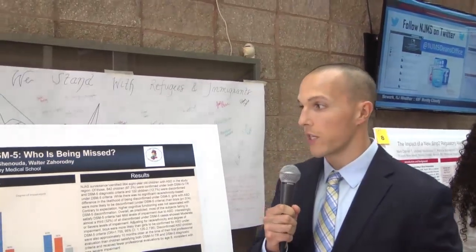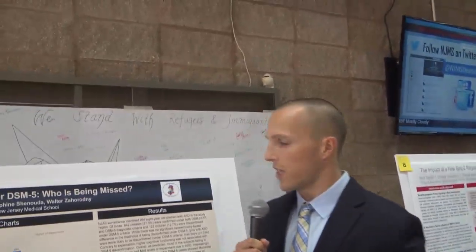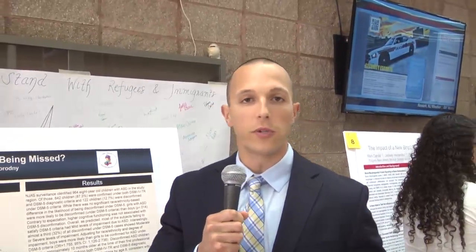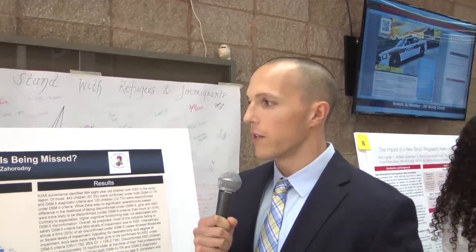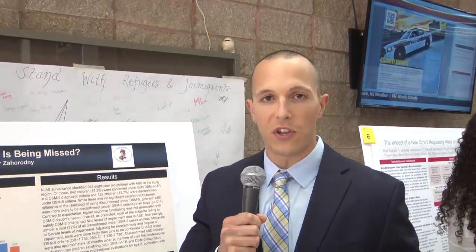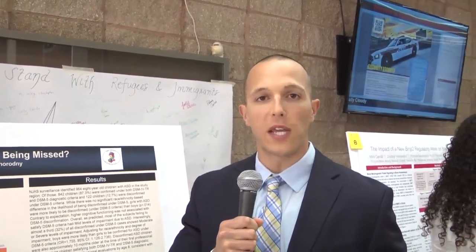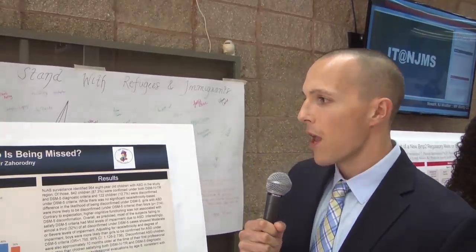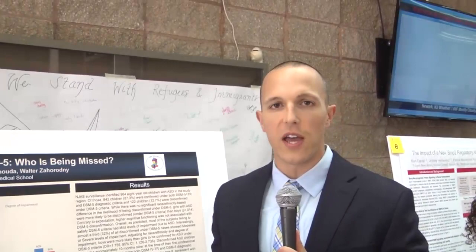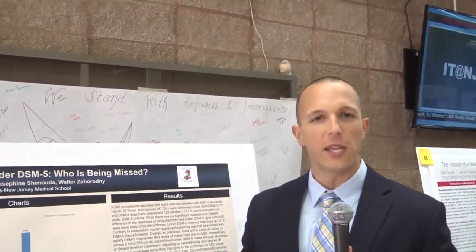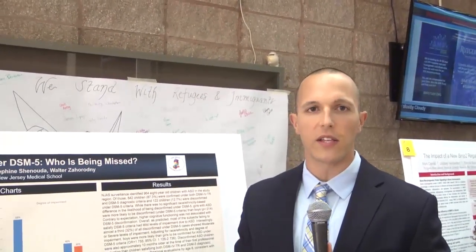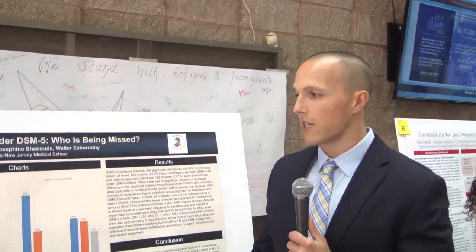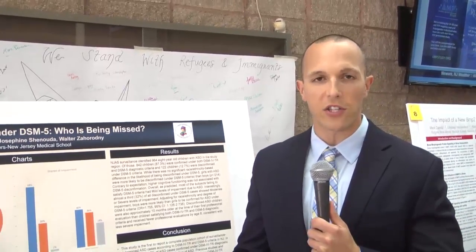So basically what we did was we wanted to see, under the new DSM-5 definition of autism, who was being missed. DSM-5 came out in 2013, which was an updated version of DSM-4, which had been used for approximately 20 years. A lot of people were concerned that with this new definition, which seems to have tighter criteria, certain populations of children were going to be missed. So we wanted to see who's being missed, and what characteristics they have.